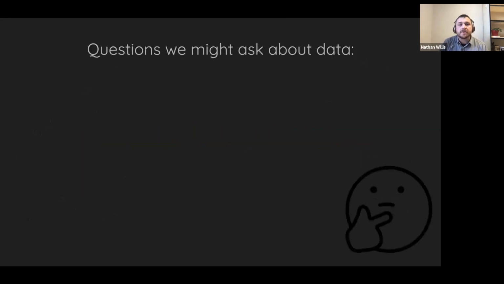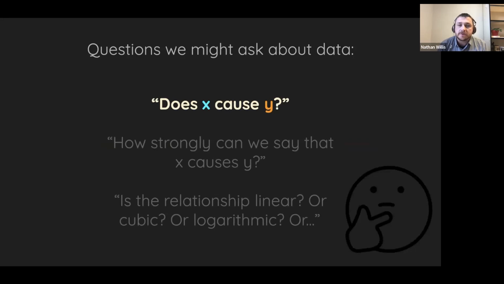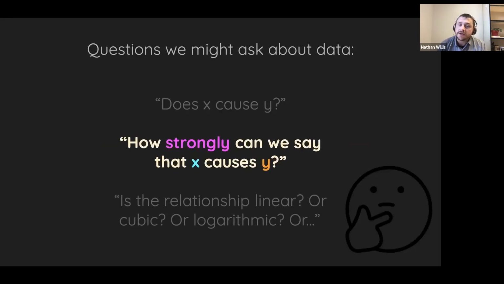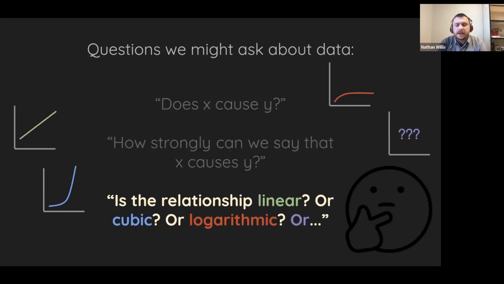Let's go ahead and get started talking about mainly linear regression. When we think about linear regression, some questions that we might ask, given some data set, is, if we have two variables, x and y, does x cause y? If we think that it does, how strongly can we say that x causes y? And when we talk about x causing y, really we're talking about a relationship between x and y. We can look at these things and say, does this relationship look linear, cubic, logarithmic, exponential? It doesn't necessarily need to be linear. And we'll talk about what you do when it's not linear at the end of this presentation.